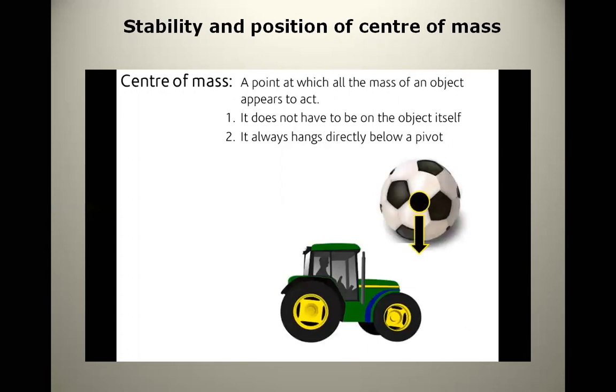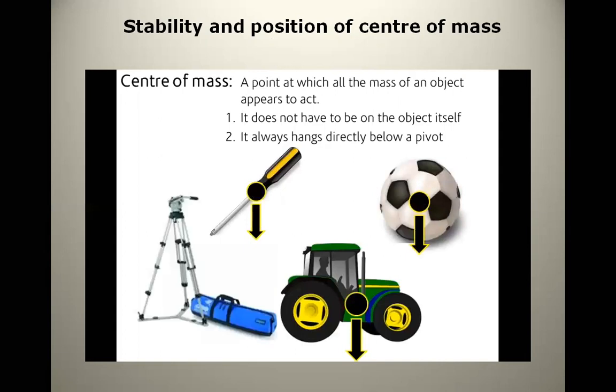Tractor, a little bit more difficult, but the center of mass will be somewhere between those two wheels there. A little bit lower because the engine is much heavier than the cab part on top. A screwdriver, right about there. And here we have a tripod for a camera mount. Now this one's a little bit strange because the center of mass here is not actually on the object at all. Now, they're all the four different center of masses. Every single object that is made of mass, made of matter, has a center of mass.